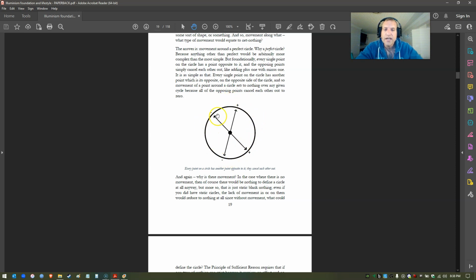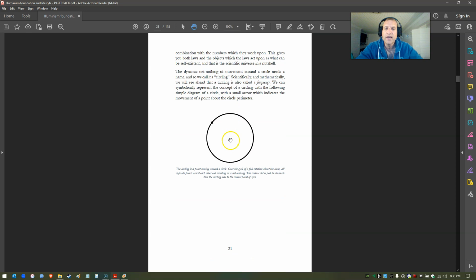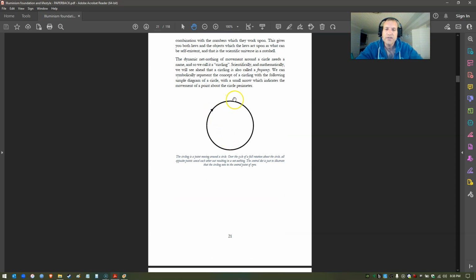At this part of the book, I just show you why a circle amounts to nothing. It's because every point on the opposite side of the circle cancels each other out to nothing, and when you combine that with movement, it gives you something from nothing. Here you have the point, that little arrow, and it goes around the circle. So that's how you get something from nothing. It's a net nothing. Okay, so that is a single circle.